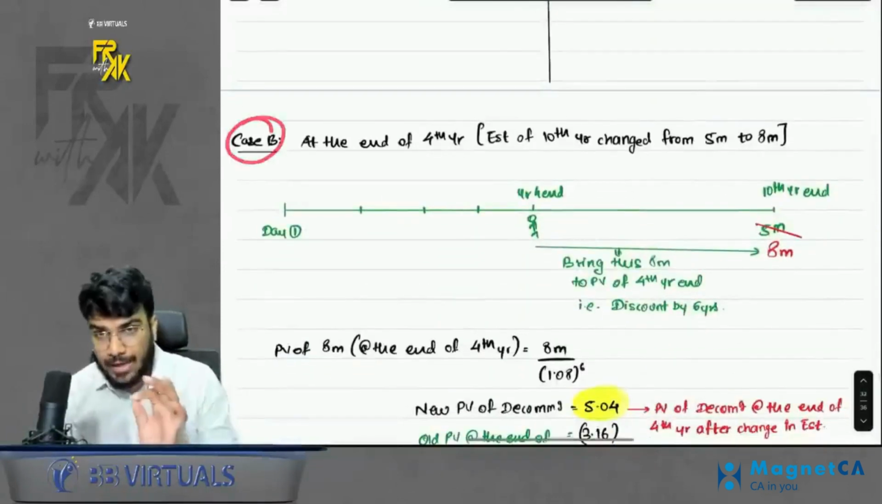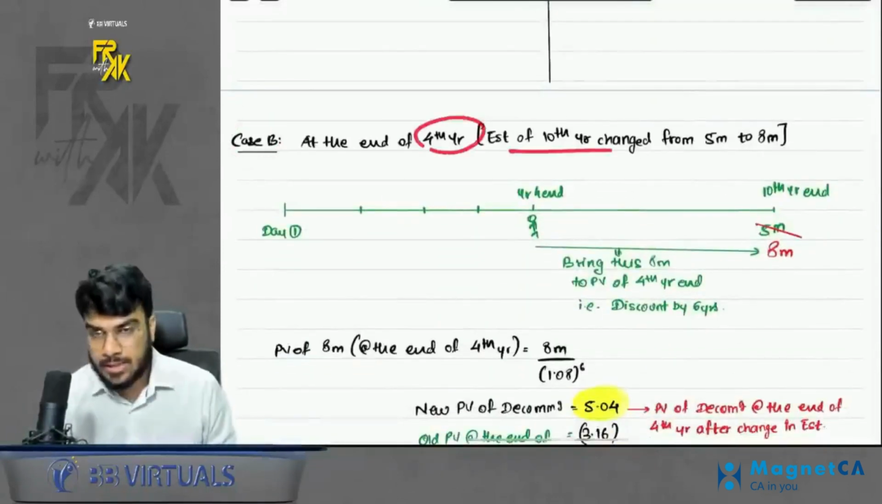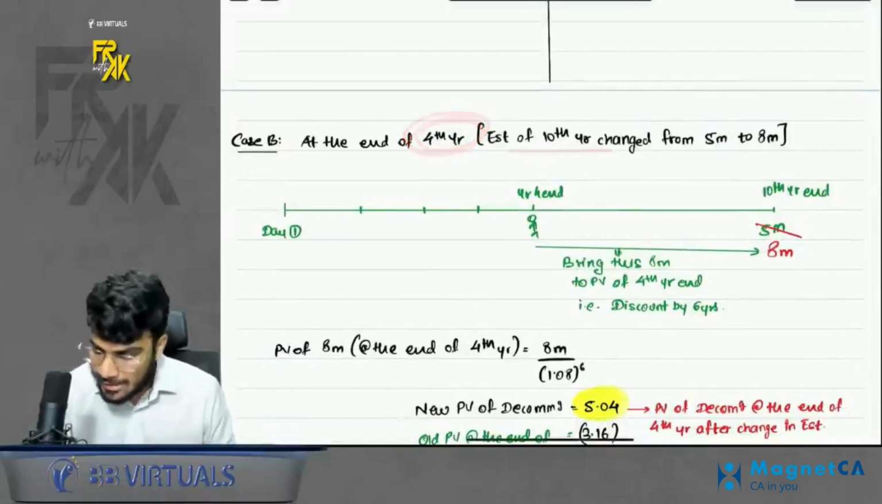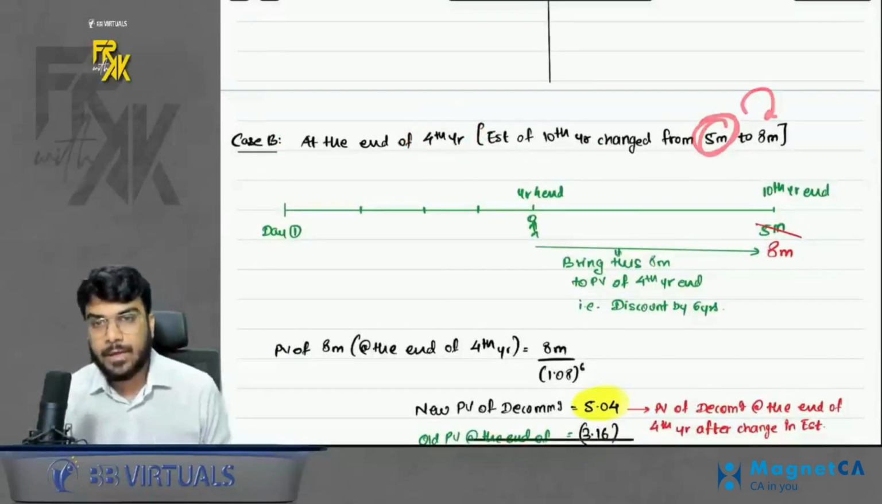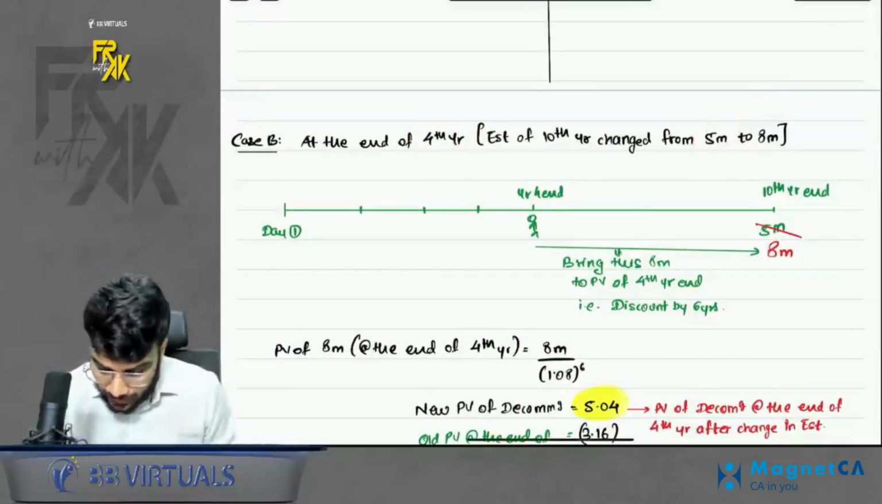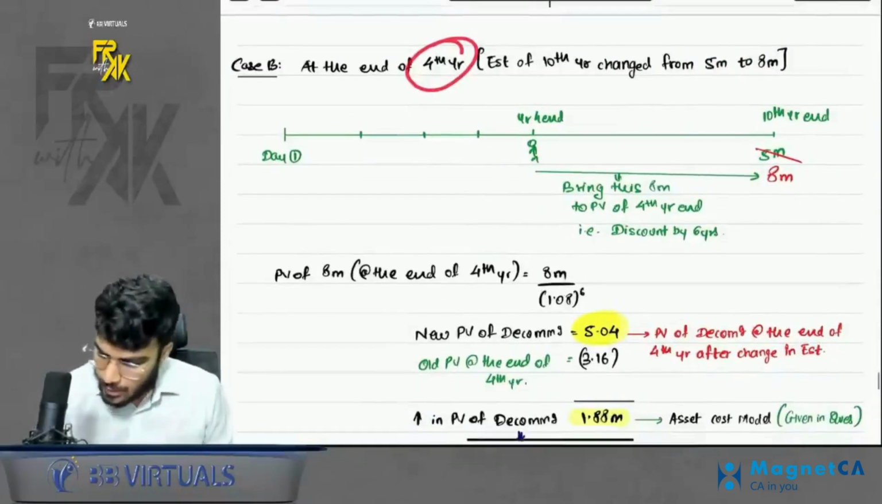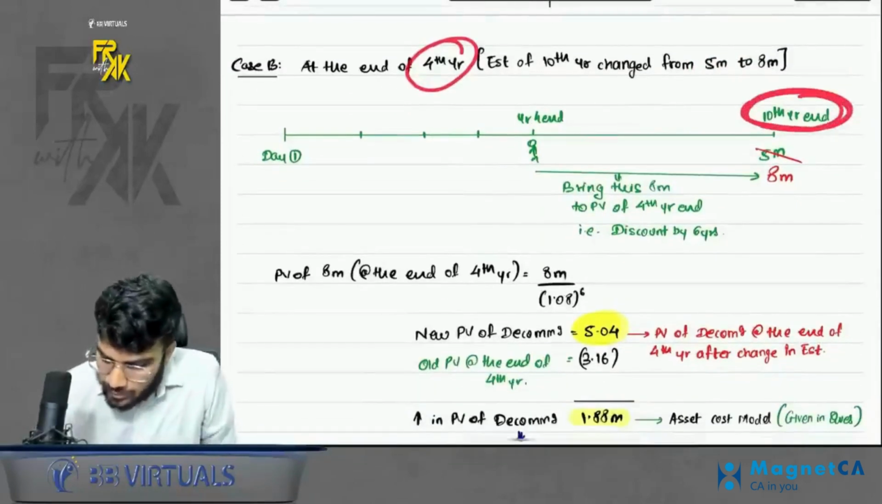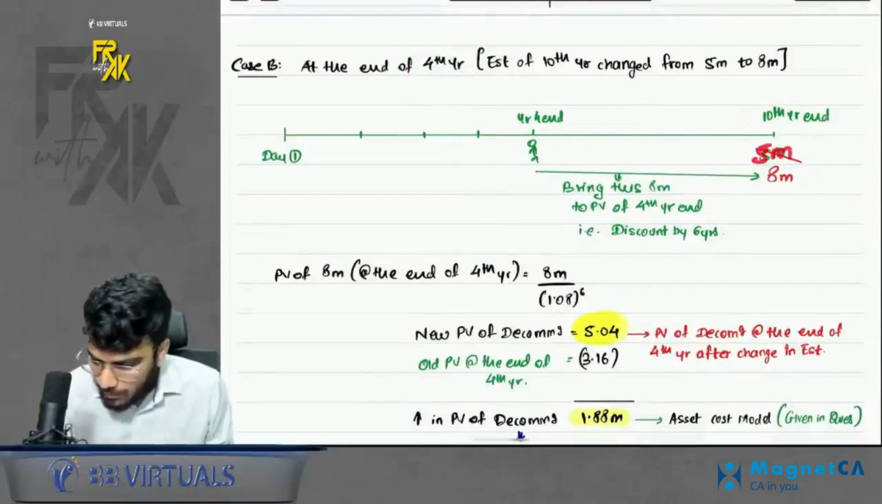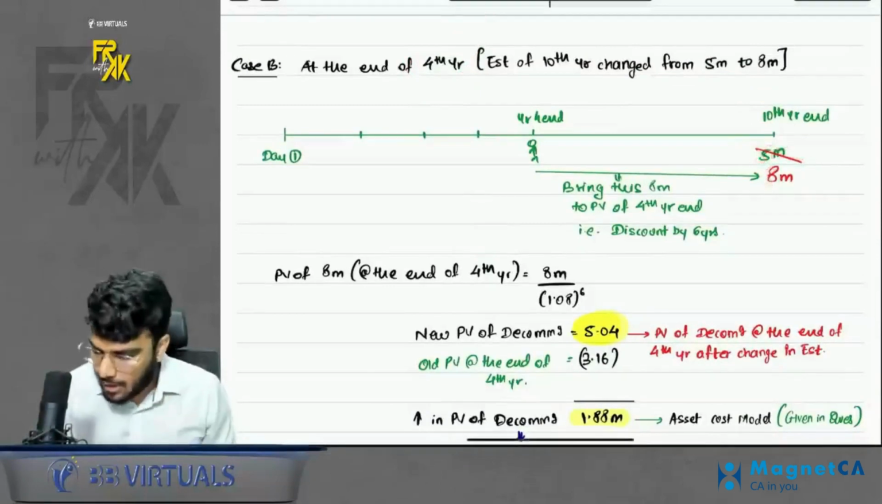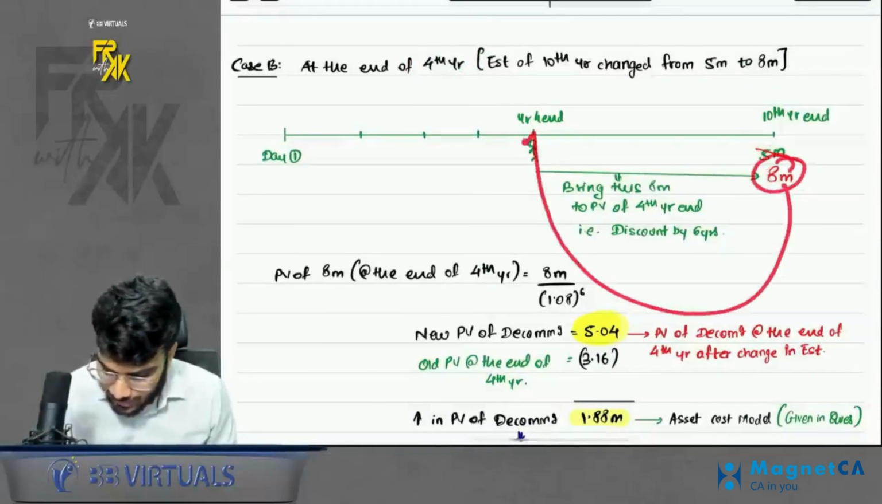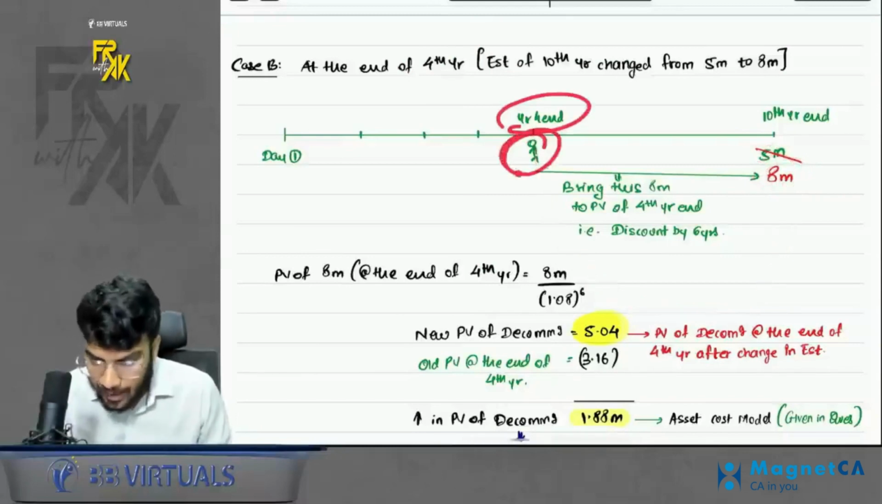Now case B. At case B, it says that our estimate changed. At the end of 4th year, we came to know that instead of 5 million, we have to incur 8 million. We came to know about this when? At the end of 4th year. So what is to be done now? We came to know that at the end of 10th year, not 5 million, but we have to incur 8 million. So first take out the present value of 8 million as on the end of 4th year. Why 4th year? Because we are standing at the end of 4th year.